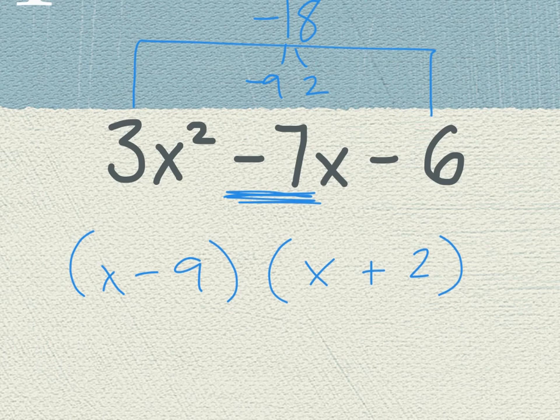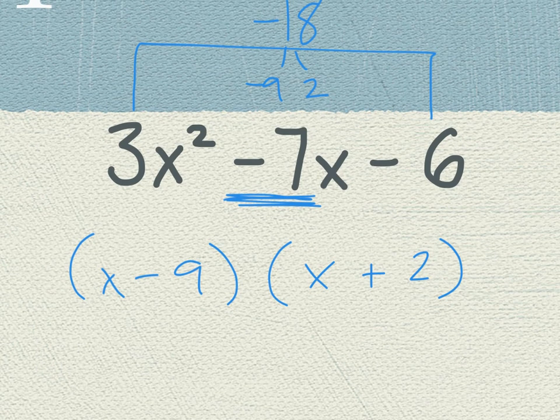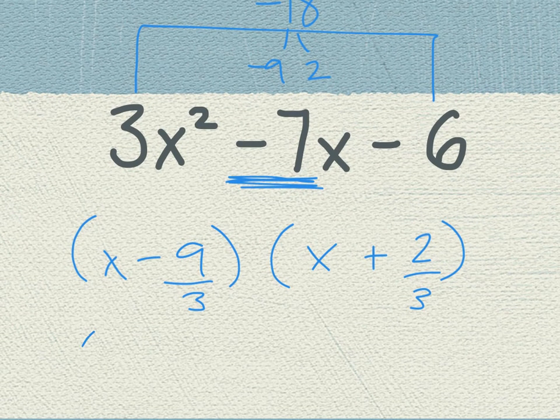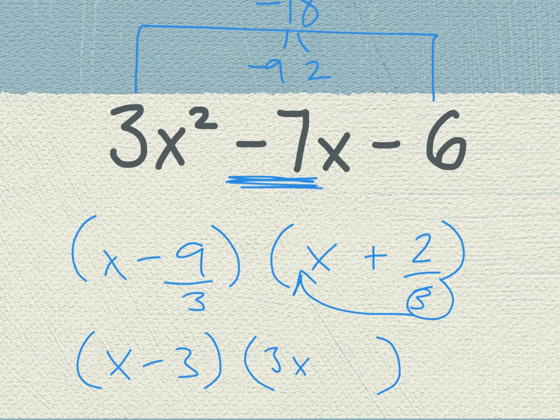What do we do next? Divide by 3. What's 9 divided by 3? 3. So x minus 3. And then what do we do in the second parentheses? Awesome. Move the 3 to the front. So 3x plus 2.